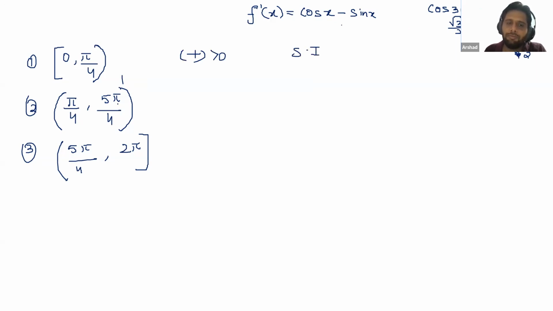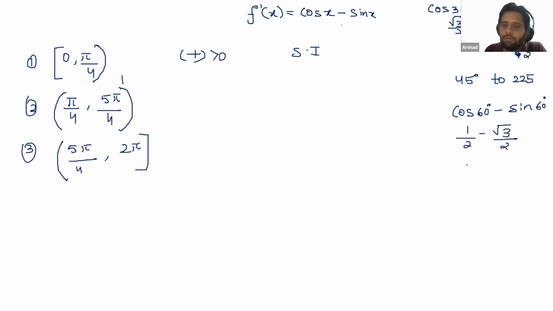Now this is 45 degrees to 5 pi by 4, which means 225. Between 45 and 225, which standard angle can we take? 75 is not a standard angle. We know the angles 0, 30, 60 degrees. 60 is best, because we know its value. So cos 60 minus sin 60. The value of cos 60 is 1 by 2 minus root 3 by 2. So we get 1 minus 1.73 by 2, which is negative. So it is less than 0, strictly decreasing.